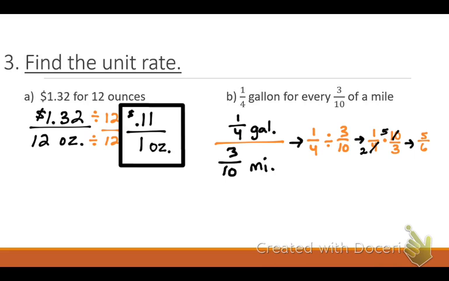5/6. Now listen, we just figured out what our numerator is here, okay? Because technically, we are dividing both the top and the bottom by 3/10. So this is 5/6 gallon per how much? Every mile. Because remember, when you're trying to find the unit rate, you are trying to get your denominator of 1. So we get 5/6 of a gallon per 1 mile.